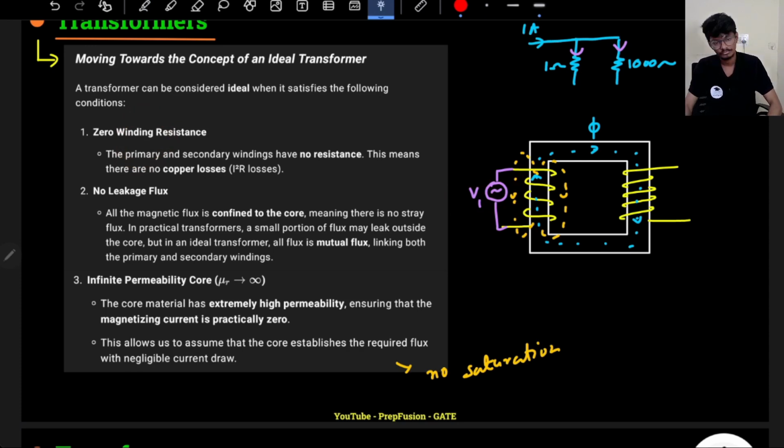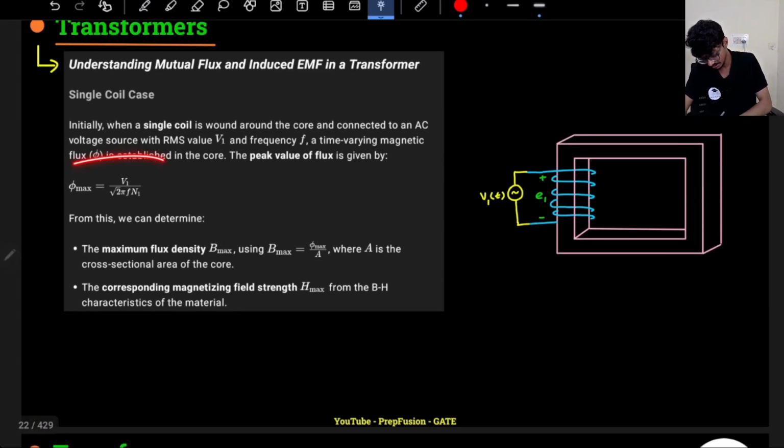If all these conditions are met, then this is the voltage phi max expression we get, and from there you will be able to find out your current and RMS values of the currents and all those things.